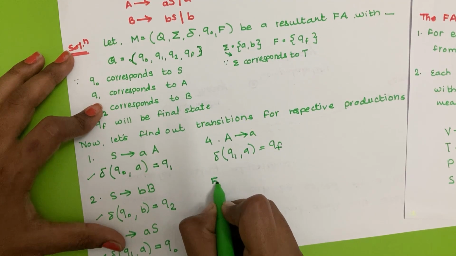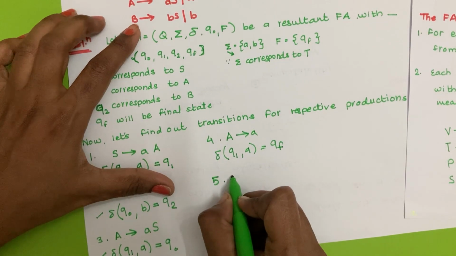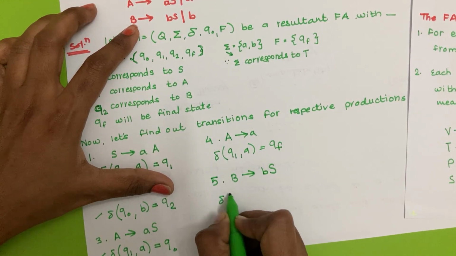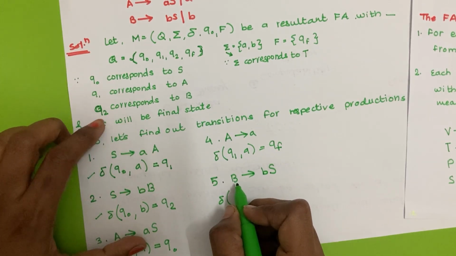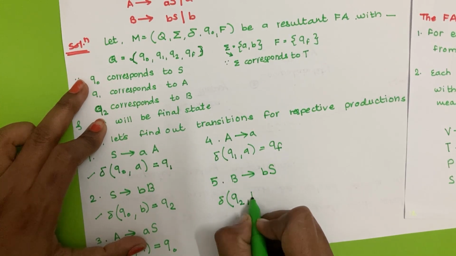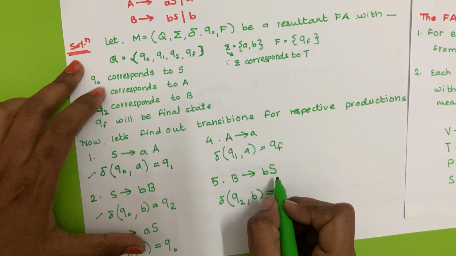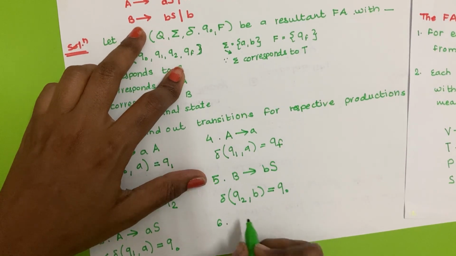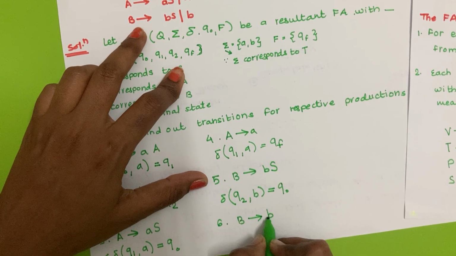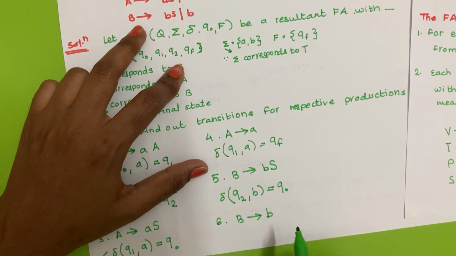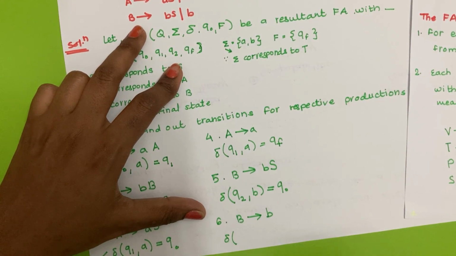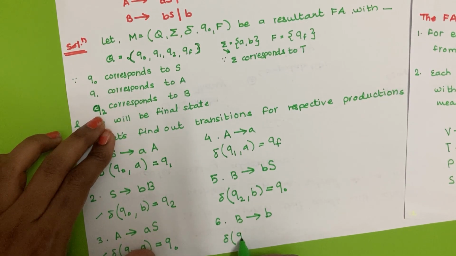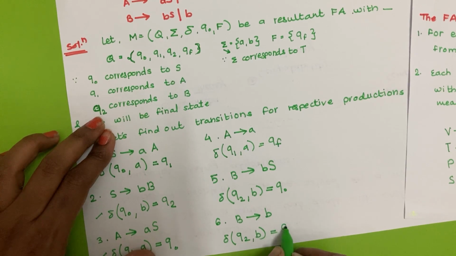Now the next transition, B → bS. That will be converted as, instead of B I have Q2, δ(Q2, b) = S, and instead of S I have Q0: δ(Q2, b) = Q0. Now the sixth and last production is B → b. This will follow the second rule, and that will result in the transition δ(Q2, b) = QF.